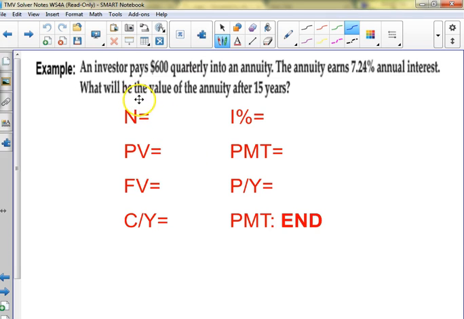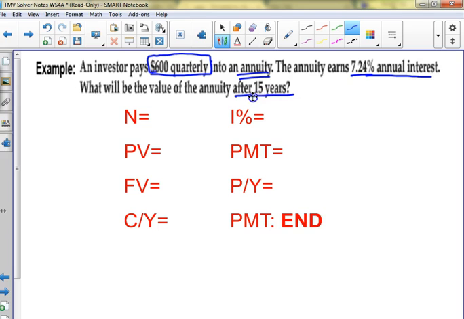Okay. So an investor pays $600 quarterly into an annuity. This means that every 3 months, they're putting $600 away into an account and leaving it there. The annuity is earning 7.24% annual interest. Okay, annual interest doesn't necessarily mean it's compounded once a year. That's just the rate for the whole year. Because this says quarterly, we're going to do quarterly for the interest as well. What will the value be after 15 years?